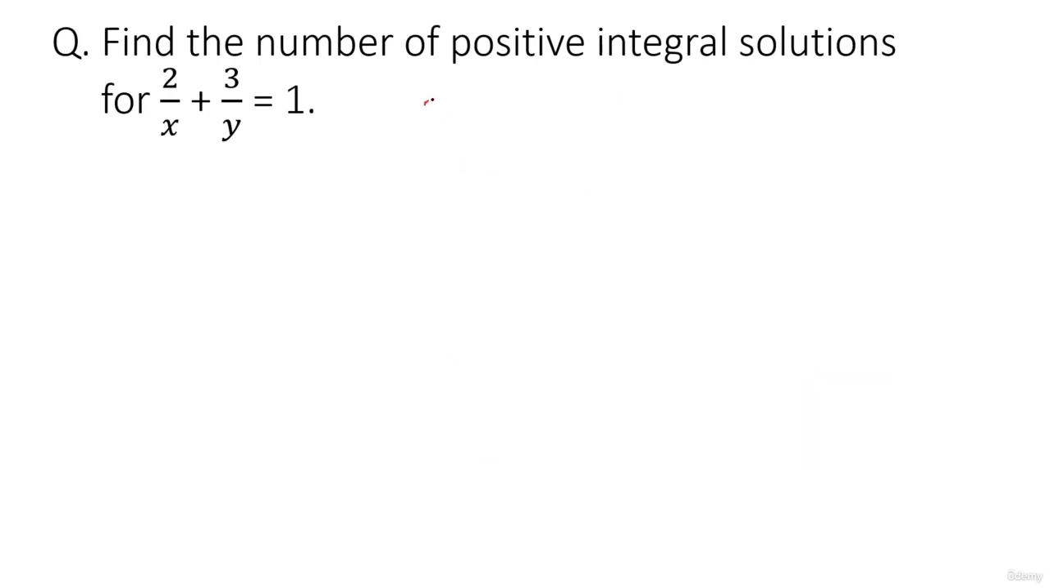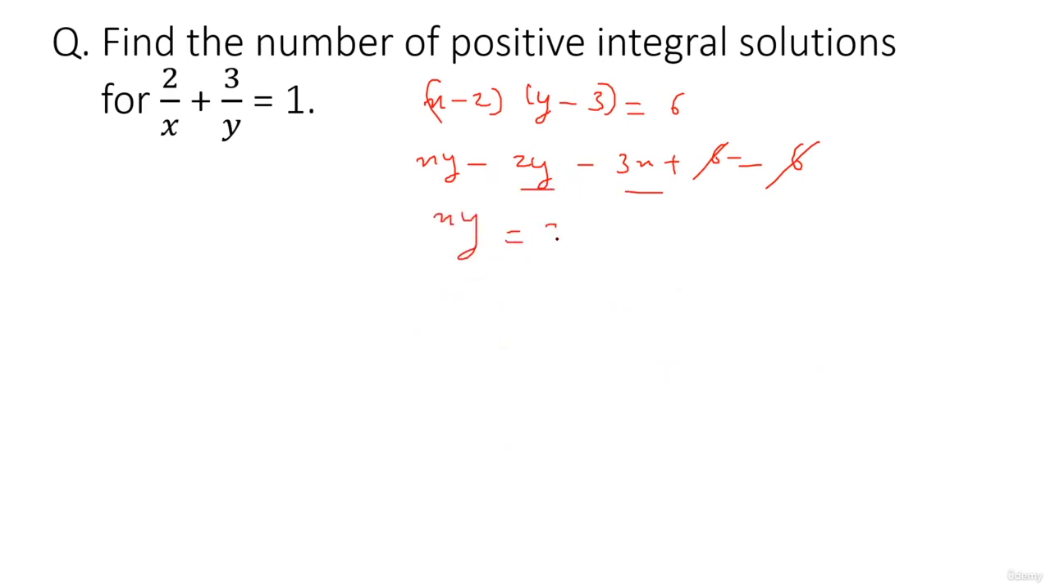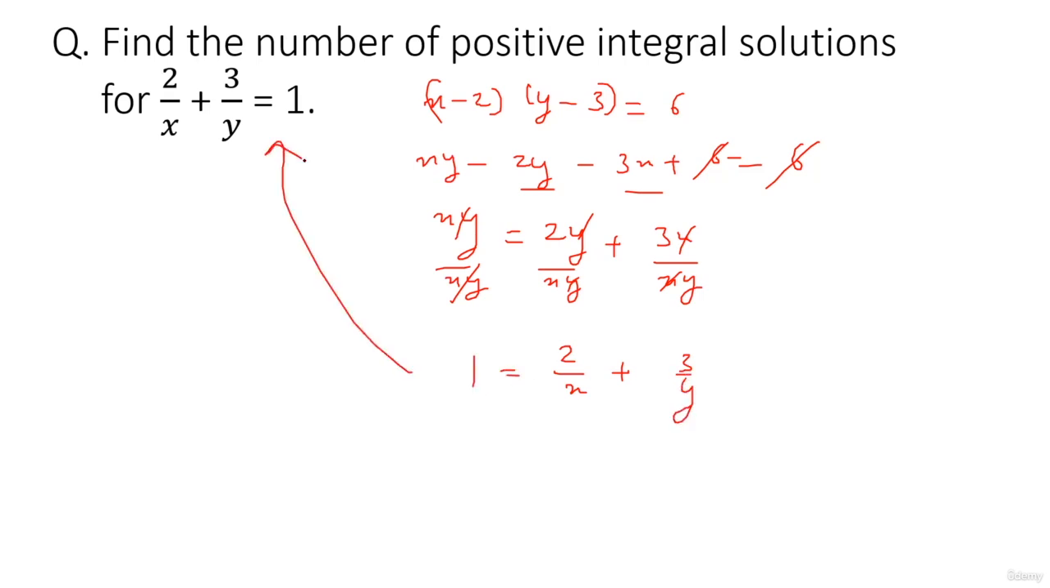So let's observe carefully. If you write this as x minus 2 into y minus 3 is equal to 6, let's open the brackets. You will have xy minus 2y minus 3x plus 6 is equal to 6. The 6s cancel. Take minus 2y minus 3x to the right hand side. You will have xy is equal to 2y plus 3x. Now you can divide throughout by xy, and you will observe that it is nothing but the same question. So the answer is four solutions.